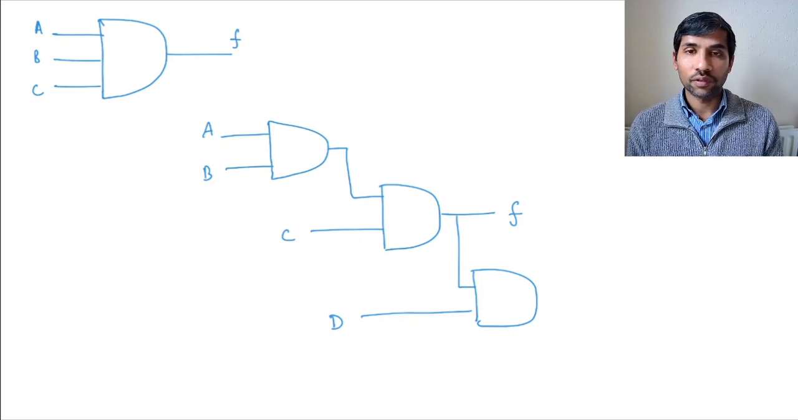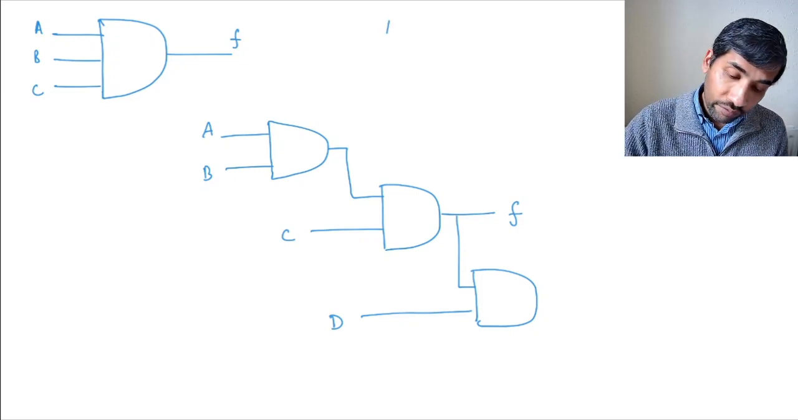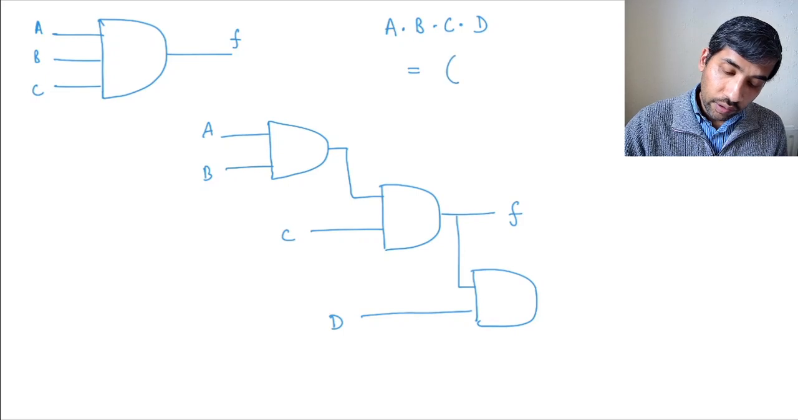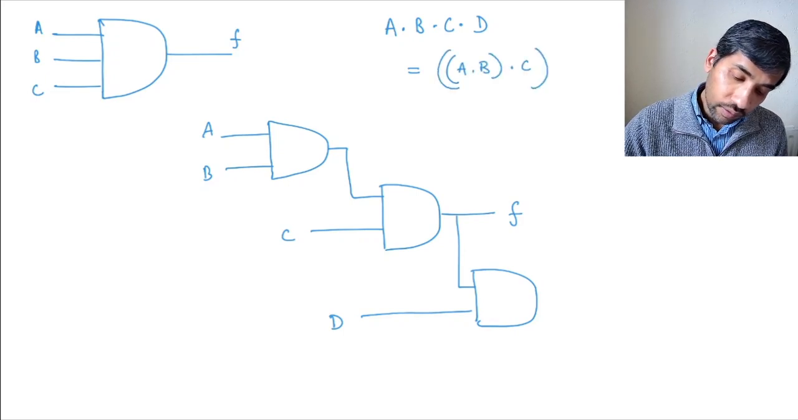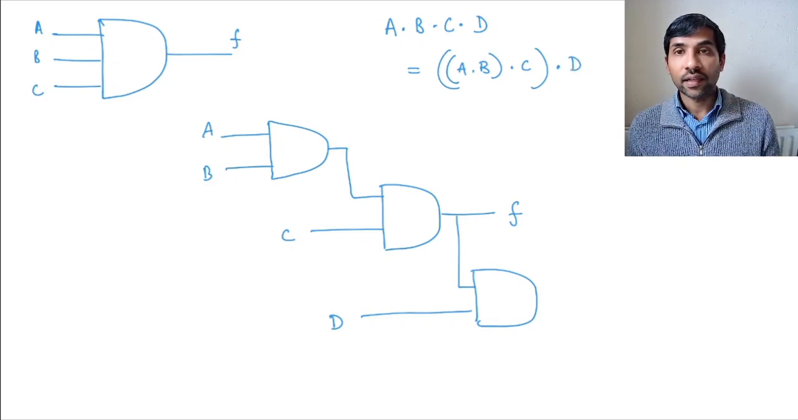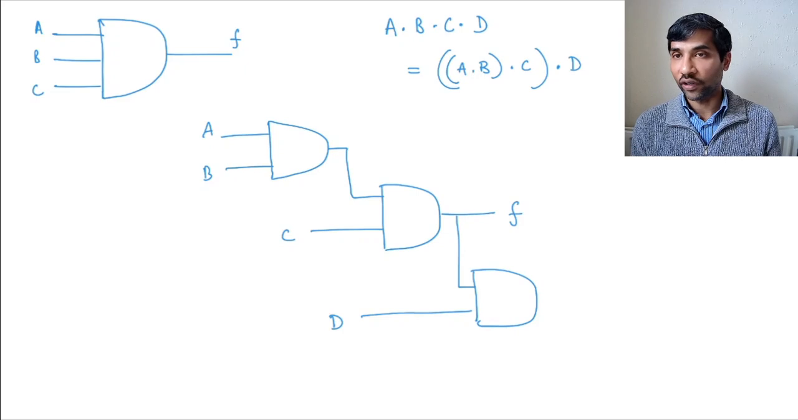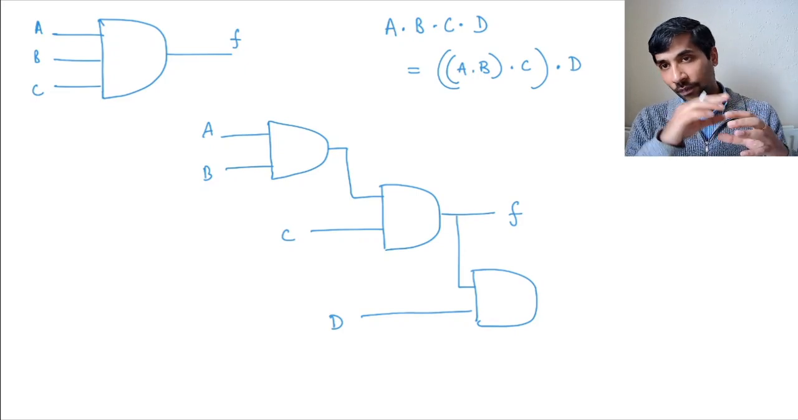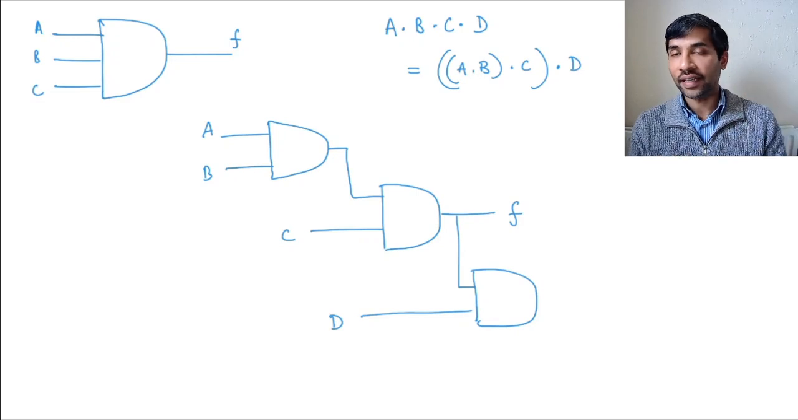A similar thing works for OR gates as well. The basic idea here is that if you have A and B and C and D, this is equal to A and B and C and D, grouped in any way. And similarly, this property also holds for ORing, and therefore you can successively OR or successively AND to make multiple input AND and OR gates.